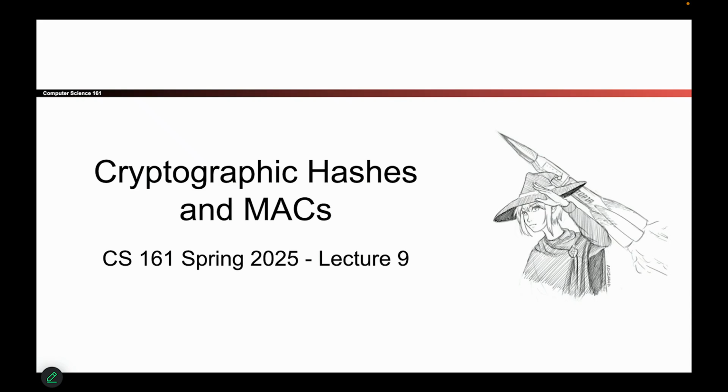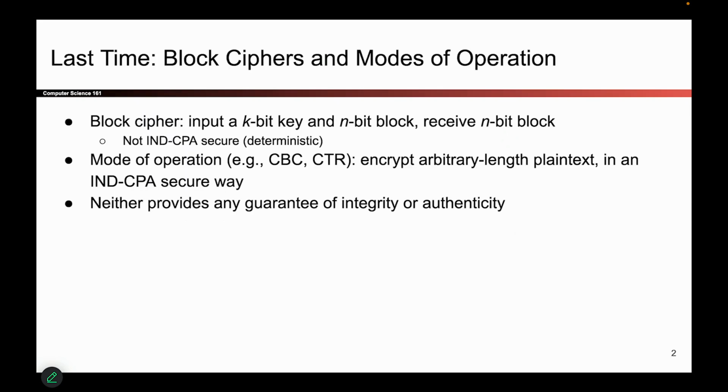Okay, this set of videos is all about cryptographic hashes and MACs. So before we dive in, just a reminder of what we talked about last time. We talked about block ciphers. Those took in a k-bit key, and once you fixed a key, you got a permutation mapping all the n-bit inputs to all the n-bit outputs.